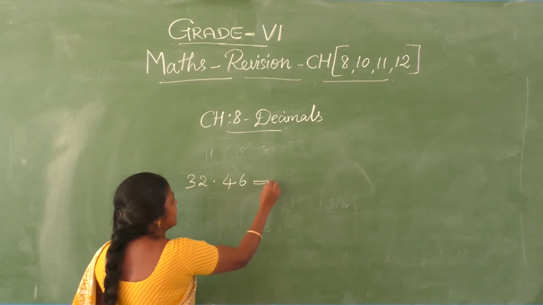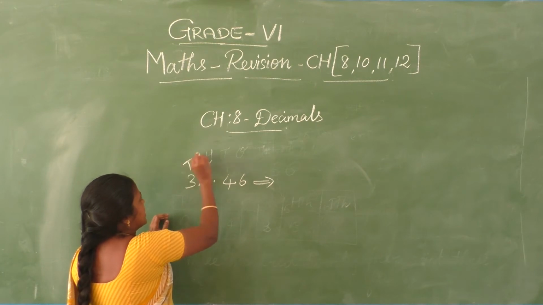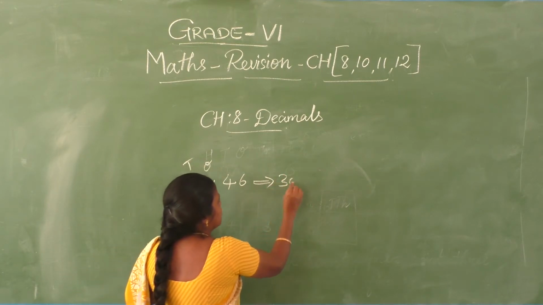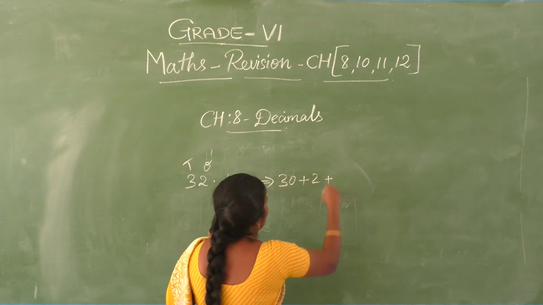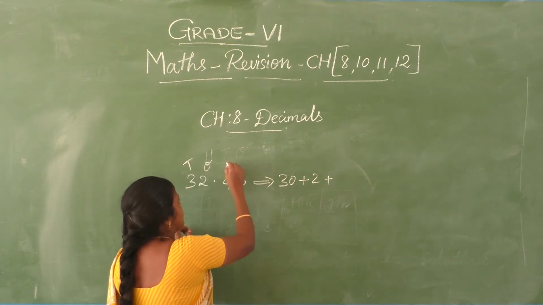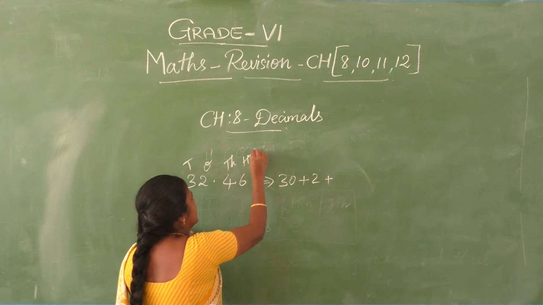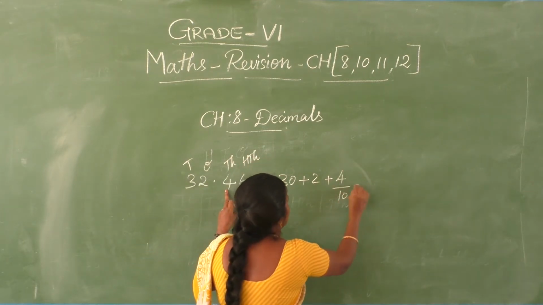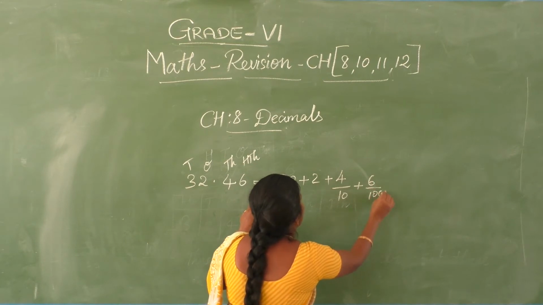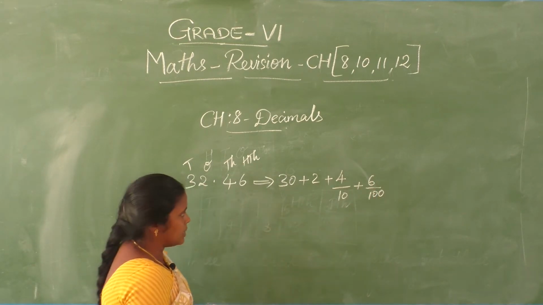332.46 means what is its expanded form? Ones, tens. So 3 tens, nothing but 30, plus 2 ones, simply 2. These are the pieces, no? So 10th, 100th. The fractional part you have to mention here: 4/10 plus 6/100. This is the expanded form of the decimal number.